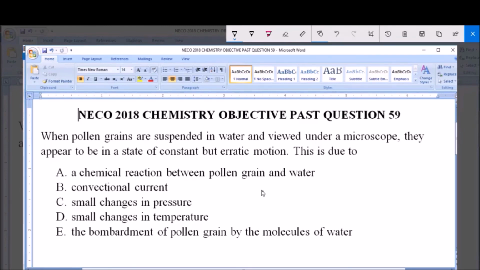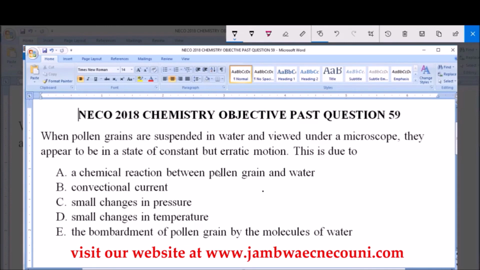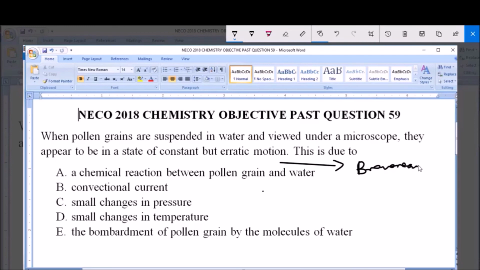Now when pollen grains are suspended in water and viewed under a microscope, it will be observed that they are in a constant but erratic or random motion. Now this is a phenomenon known as Brownian motion. During the experiment, it was observed that when a pollen grain is placed in water and viewed under a microscope, the pollen grains begin to move haphazardly. That is the erratic motion here, and constant.